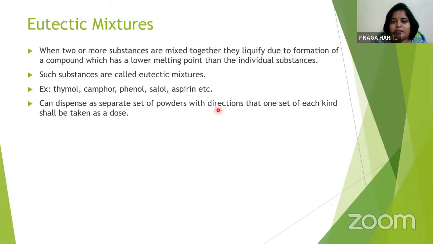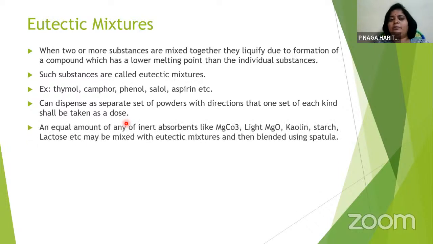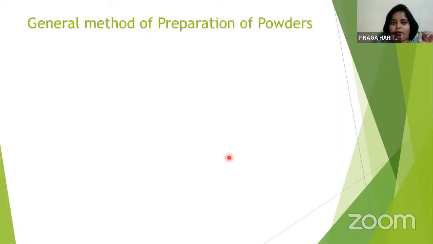They can be dispensed as a separate set of powders, with the direction that you have to emphasize: one set of each kind shall be taken as a dose. That means if you have two packets, each containing one compound, both should be mixed together before administration. Alternatively, an equal amount of inert substances like magnesium carbonate, light magnesium oxide, kaolin, starch, or lactose can be mixed with the eutectic mixture and blended using a spatula, so that there won't be any problem of formation of the eutectic compound during preparation.